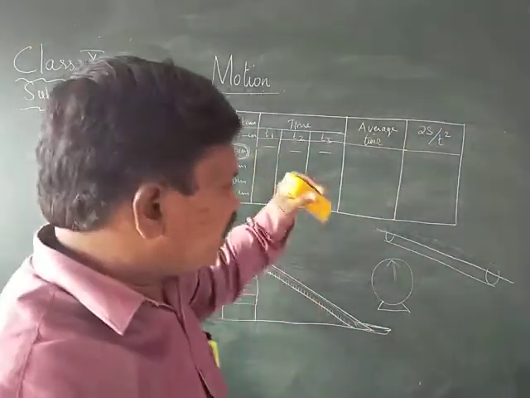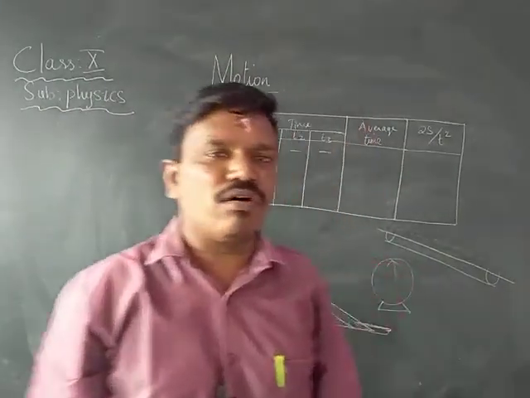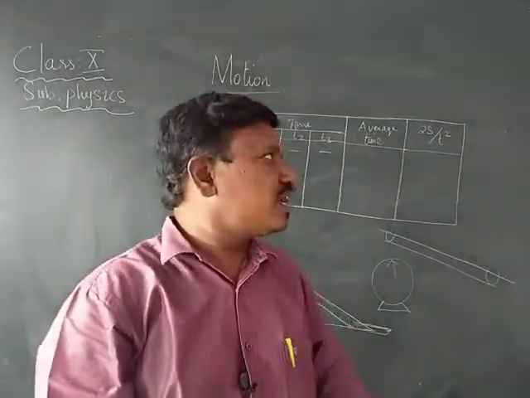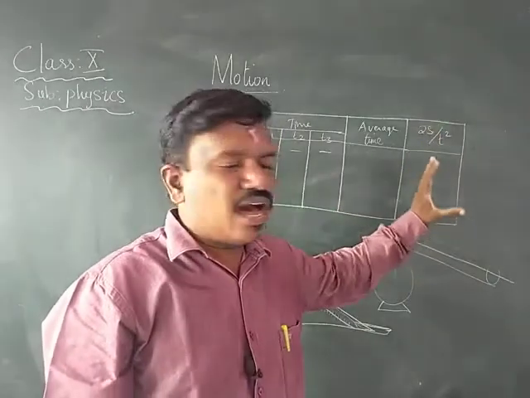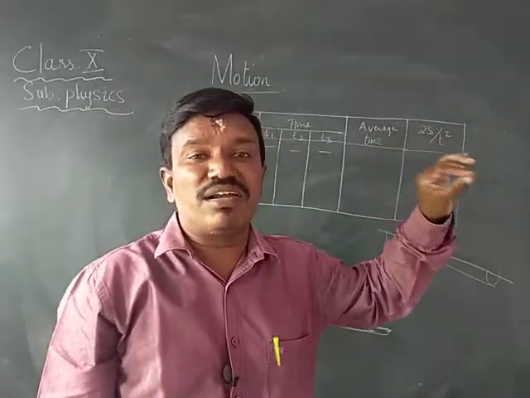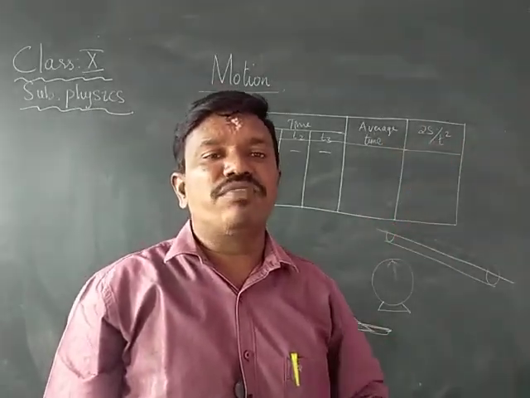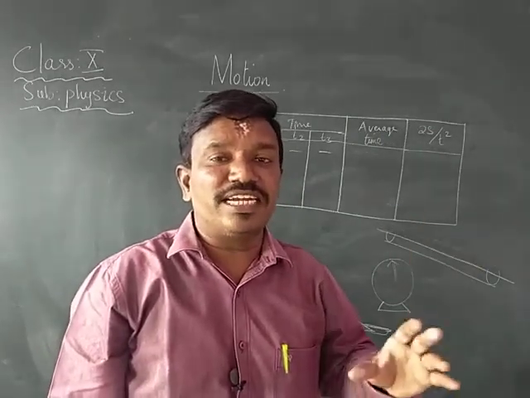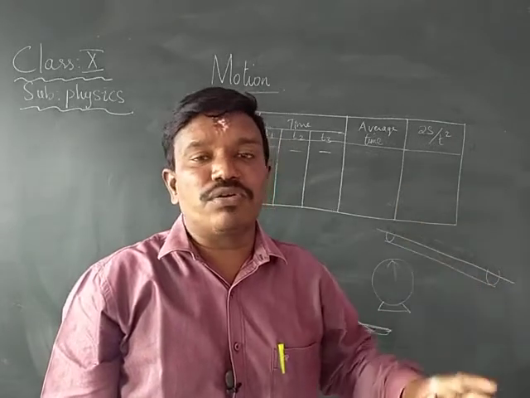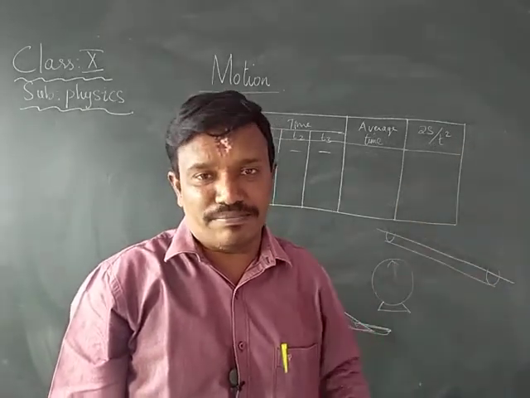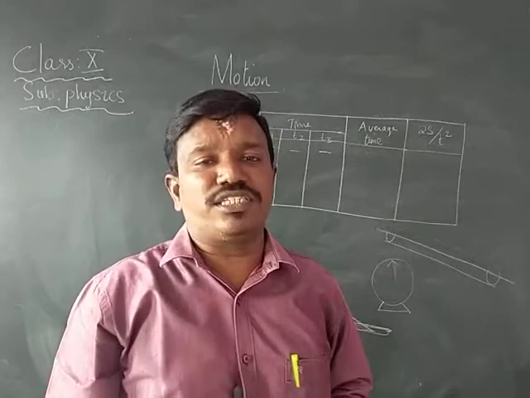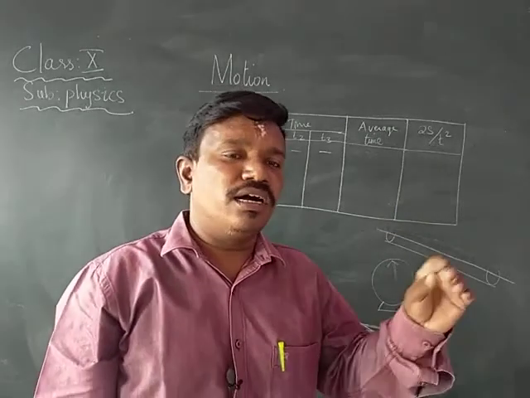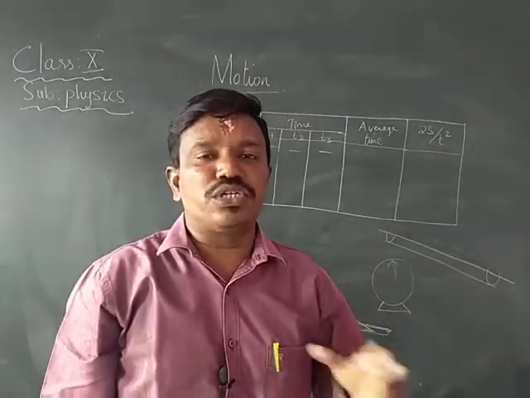And after finding out all the values, you should note down whether the 2s by t square gives a constant value or different values. Constant value means the same value all the time, with a small difference in the magnitudes, or totally different magnitudes. That you should observe.